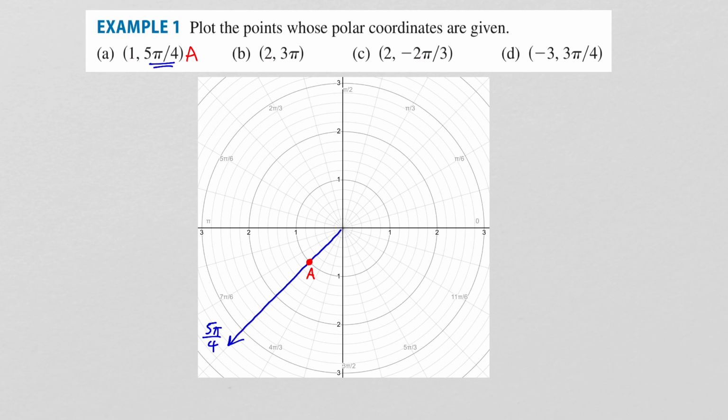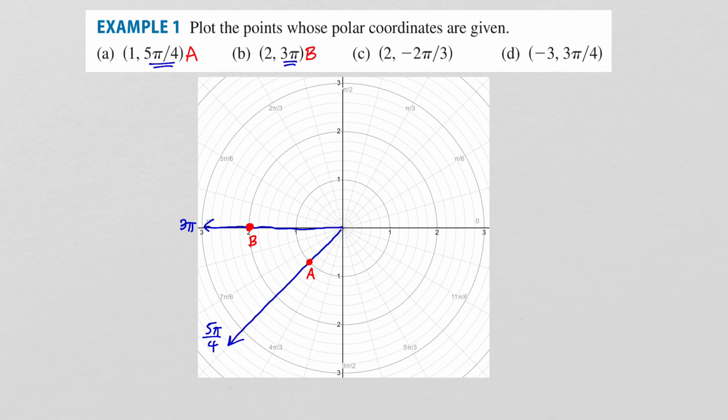The next point to graph is the point 2, 3 pi. So again, I'm going to go to the angle 3 pi first. So if I'm on the polar axis here, we know that if we go 1 pi, that takes us over to here. 2 pi takes us back around to here. And 3 pi is going to put us back over here again. So the angle 3 pi is this angle right here. And we are going to travel 2 units in that direction. So that's going to put us right here, and we'll call this point B.